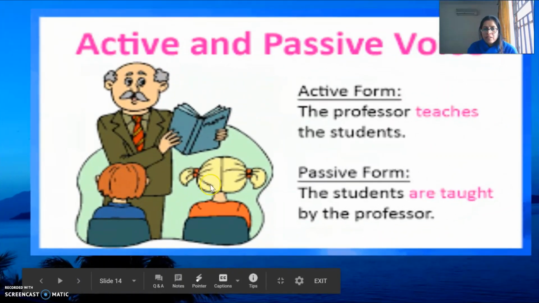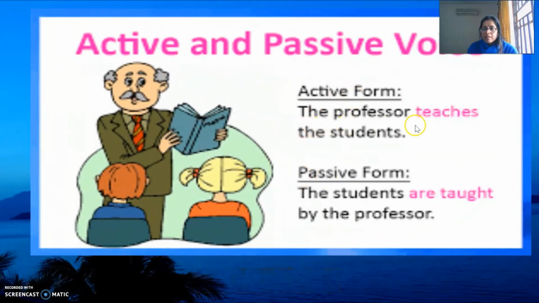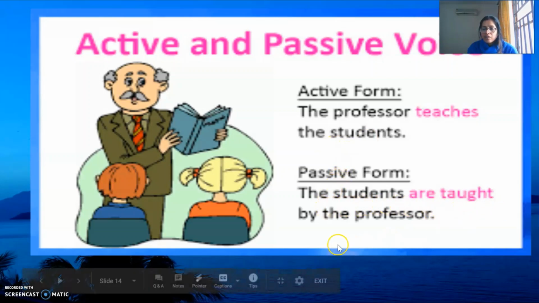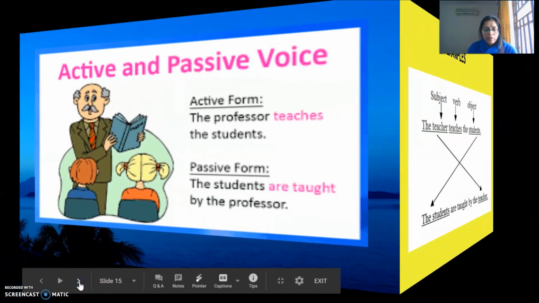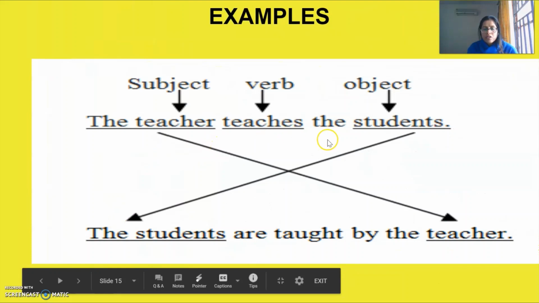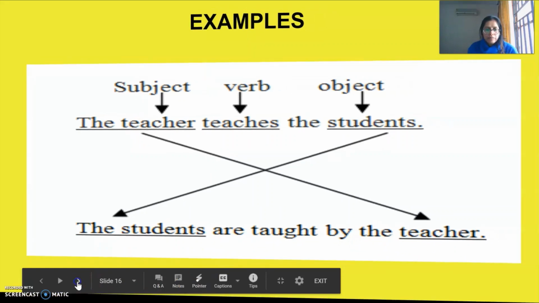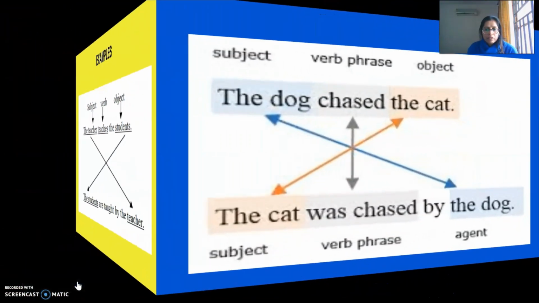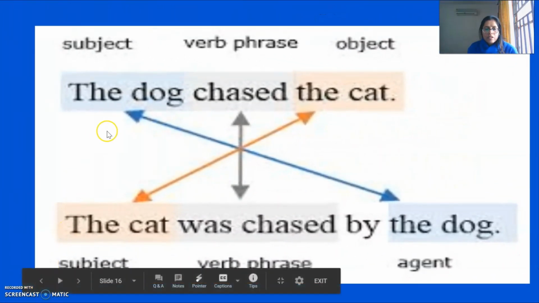Few more examples. Active form, the professor teaches the students. Passive form, the students are taught by the professor. The teacher teaches the students. The students are taught by the teacher. The dog chased the cat. The cat was chased by the dog.